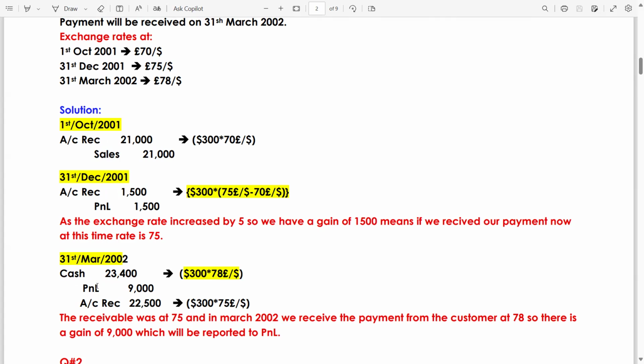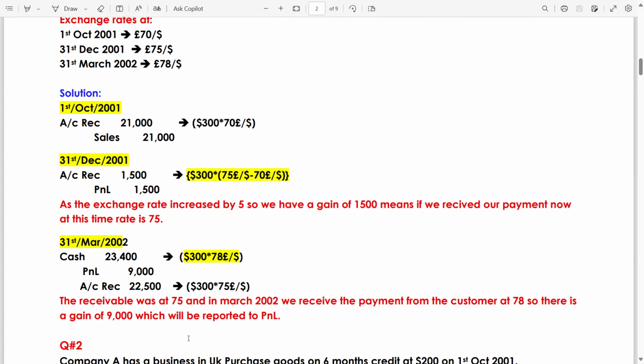So now you are receiving the payment. You will debit the cash and credit the account receivable, taking into account the previous gain or loss. So the account receivable is 22,500 and the difference is a gain, so it will be recorded in P&L. The receivable was at 75 in December, and in March 2002 we received the payment from the customer at an exchange rate of 78. So there is a gain of 900, which will be reported in P&L.